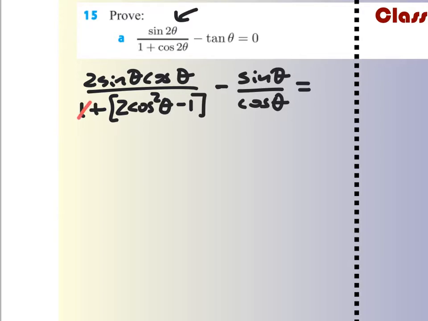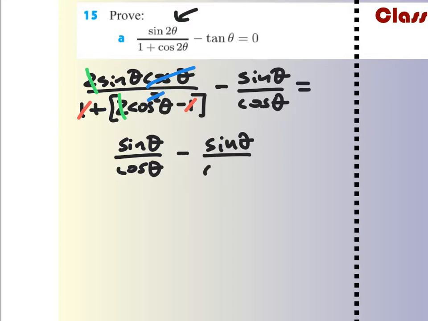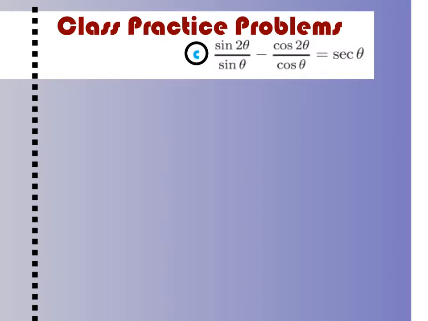I see first of all that these two ones will cancel. I also see that one of the cosines in cosine squared will cancel with the cosine in the numerator. And then the 2's will cancel here and here. So I get sine of theta over cosine of theta minus sine of theta over cosine of theta, and that equals 0. So I've shown that the left side equals the right side. Okay, in part C, the more complicated side would be the left side.